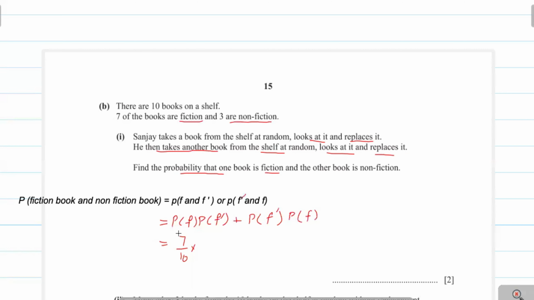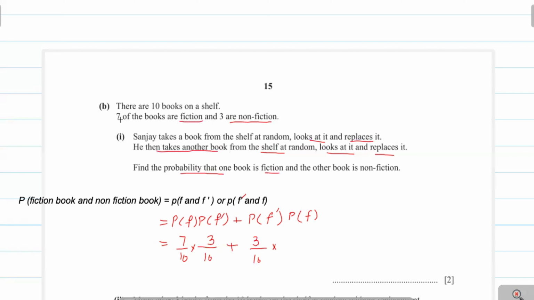And when he selects the first book, then he replaces it and selects the second book. Therefore, the books remain 10. And non-fiction books here are 3. Therefore, the probability is 3 over 10. Next is the probability of non-fiction book. He selects the first book as non-fiction. Therefore, this probability will be total non-fiction books over total books. 3 over 10 is the probability. Next, you see here he replaced the books. Therefore, the total books remain the same.